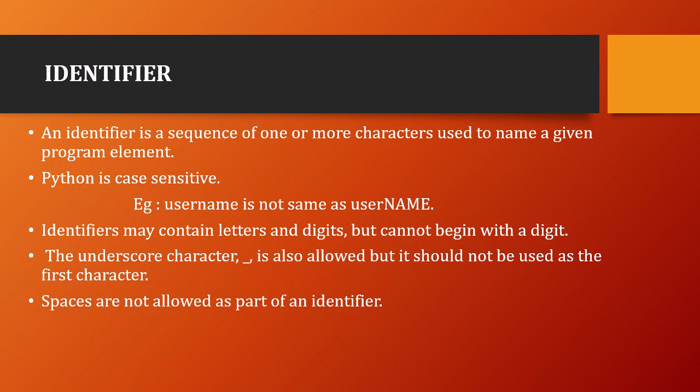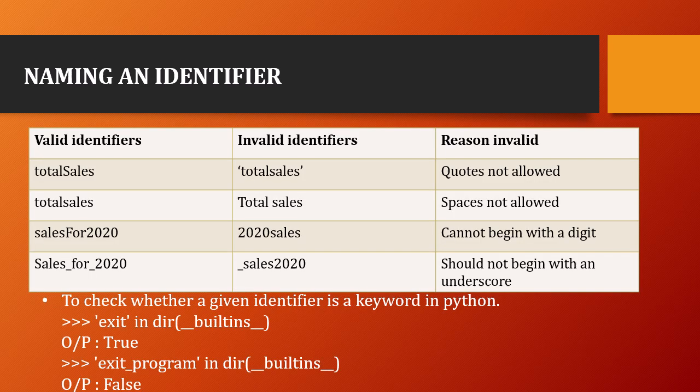Identifier. An identifier is a sequence of one or more characters used to name a given program element. Python is case sensitive: Username is not the same as username. Identifiers may contain letters and digits but cannot begin with a digit. The underscore character is also allowed, but it should not be used as a first character. Spaces are not allowed as part of an identifier.